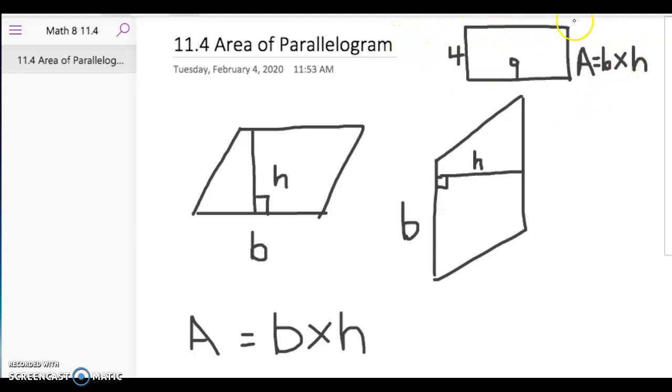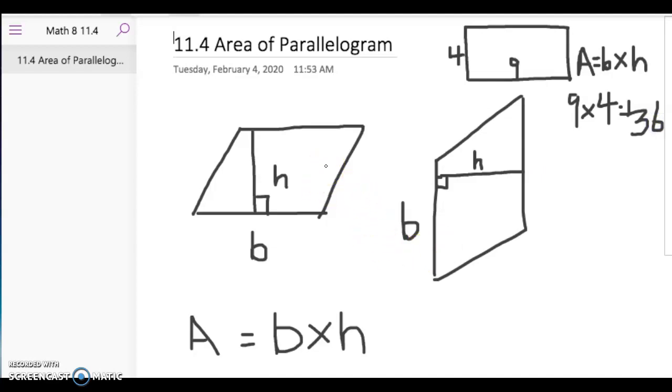On the top right corner, I have a rectangle whose base is 9 units long and the height is 4 units tall. We know that to find the area of a rectangle, you use the base times the height. So in this case, I used 9 units times 4 units, which gives me 36.